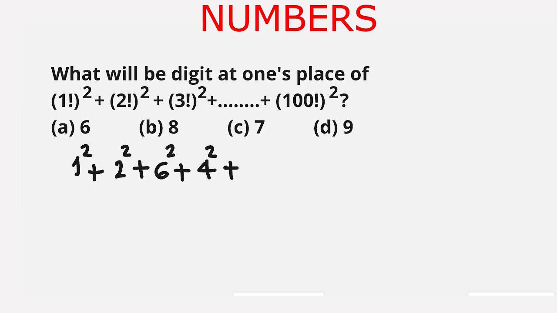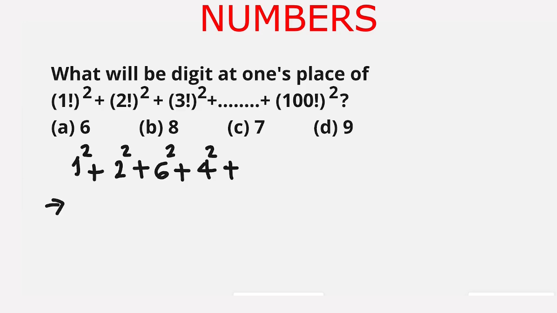And 6 factorial is 720. Again we are going to get 0. And we will get 0 on all the factorials which are above 4 factorial. So all will be having ones place 0 and the square of 0 will be 0. So we are not counting those numbers.